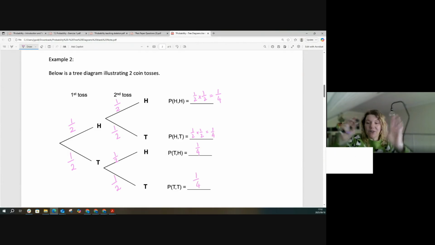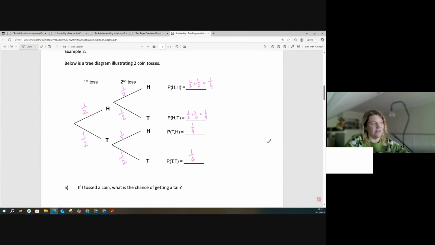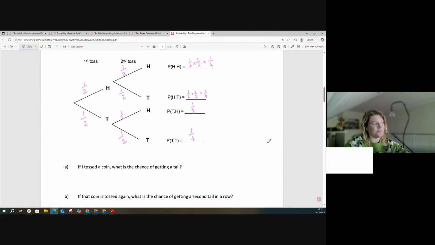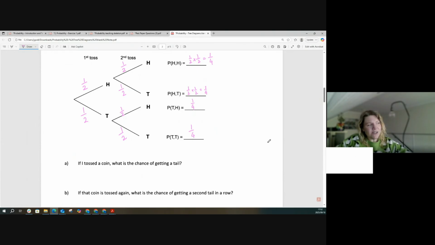And so now we know what our different probabilities are. Then we can start answering some questions. If I tossed a coin, what is the chance of getting a tail? So just in general, if I tossed a coin, what is the chance of getting a tail?